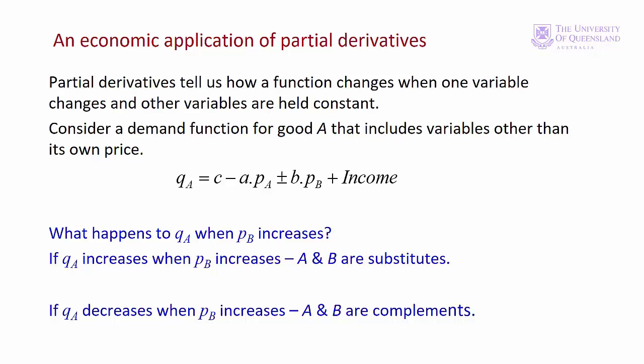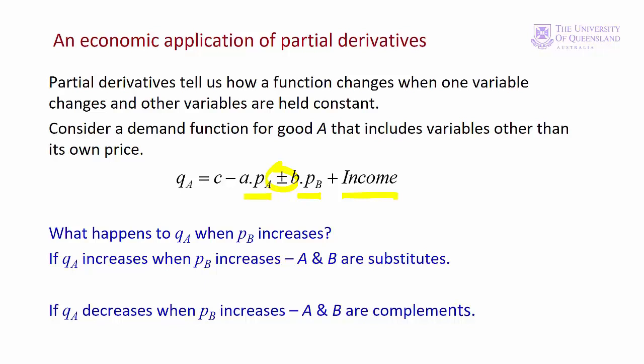Here we have a linear demand function where the quantity of A depends on some constant, then A's own price, the price of some other good B, and income. Here we're leaving the sign of the term B times PB indeterminate. It's clear that if the sign is positive, we have substitutes. If the sign is negative, then we have complements. However, the situation isn't always so clear.